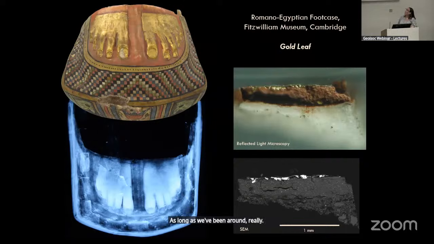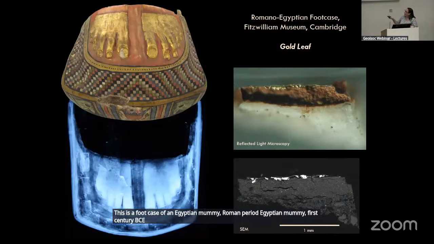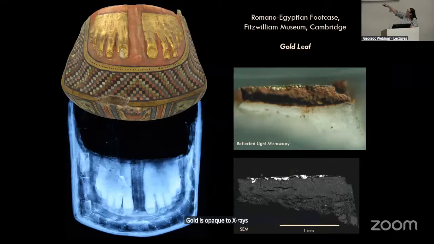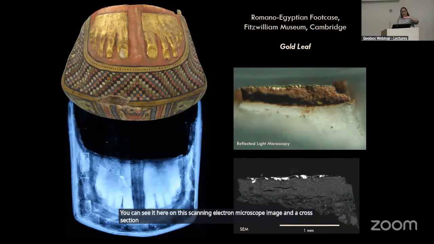This is a footcase of an Egyptian mummy, Roman period Egyptian mummy, 1st century BCE. And gold is opaque to X-rays. You can see it here on this scanning electron microscope image, and a cross-section there. Very common to lay gold leaf on top of red ochre because it really brings out the colour. We're getting close to the end.